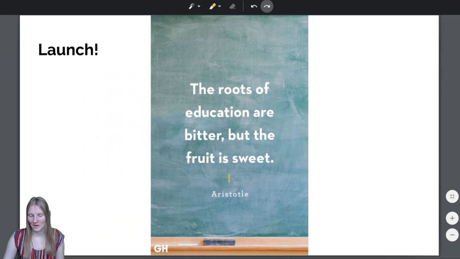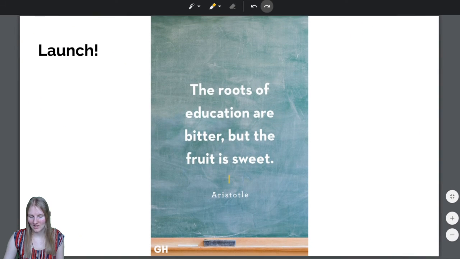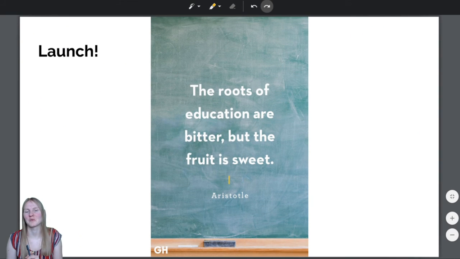And as always, let's end our video with a launch, shall we? The roots of education are bitter, but the fruit is sweet. Aristotle. The roots of education are bitter. I thought that was very interesting, and the reason I put this quote for the launch is I feel like this means something different to each of us.